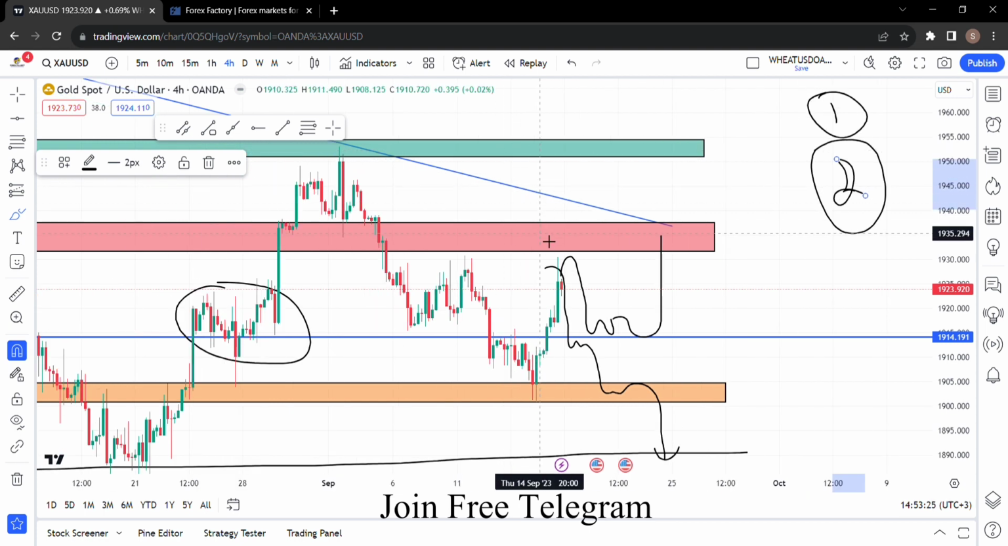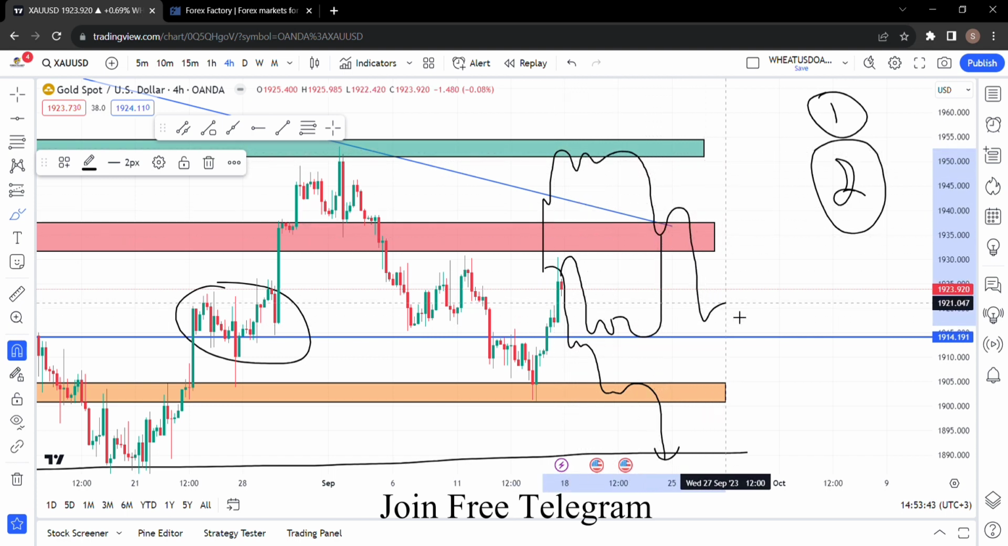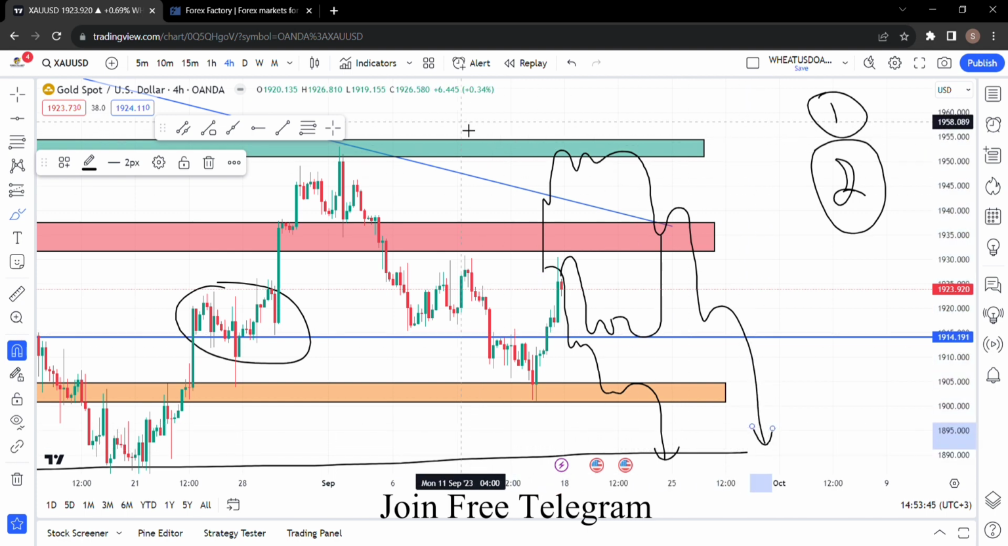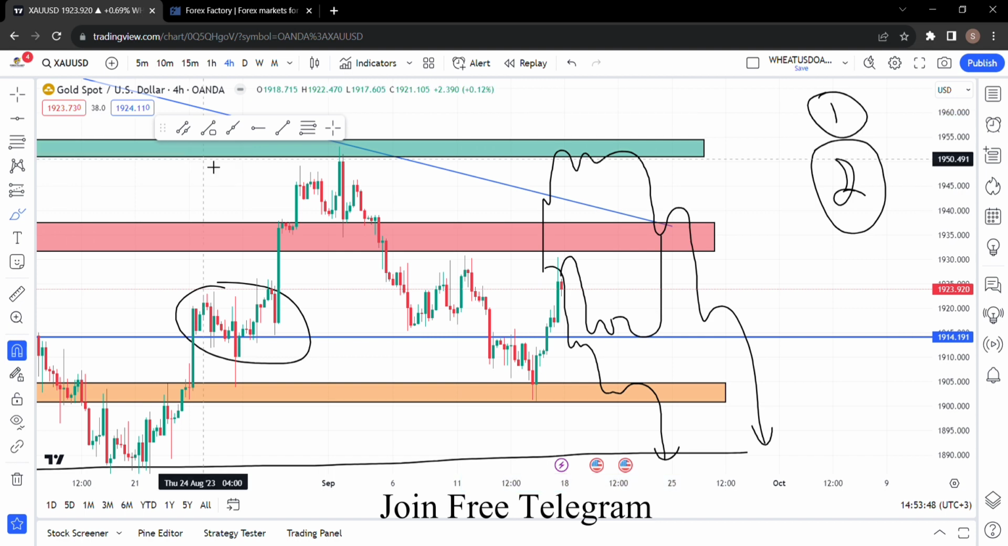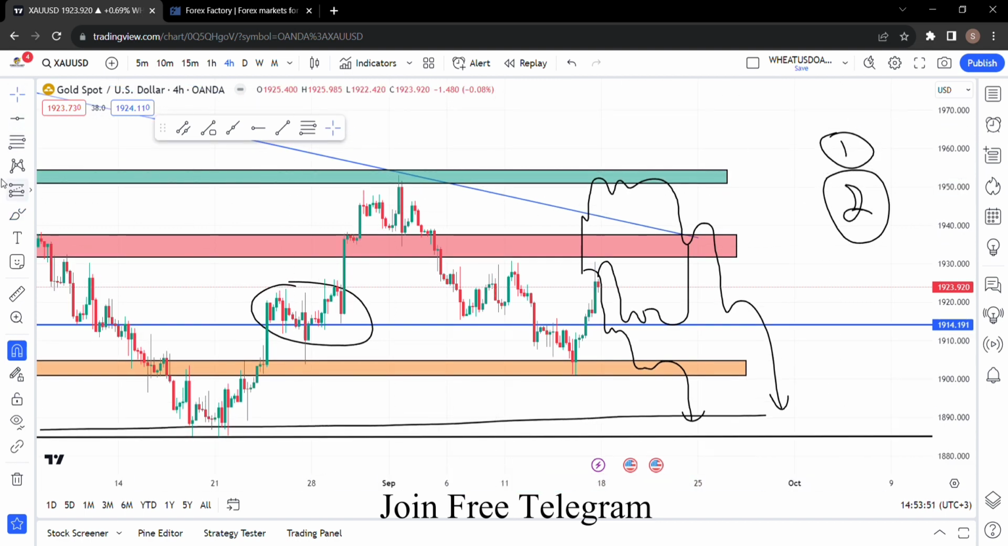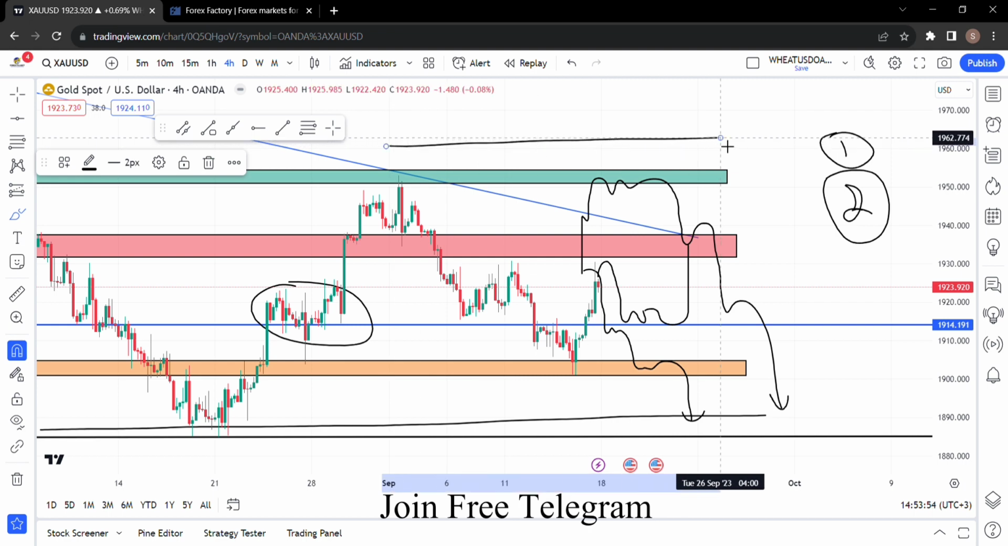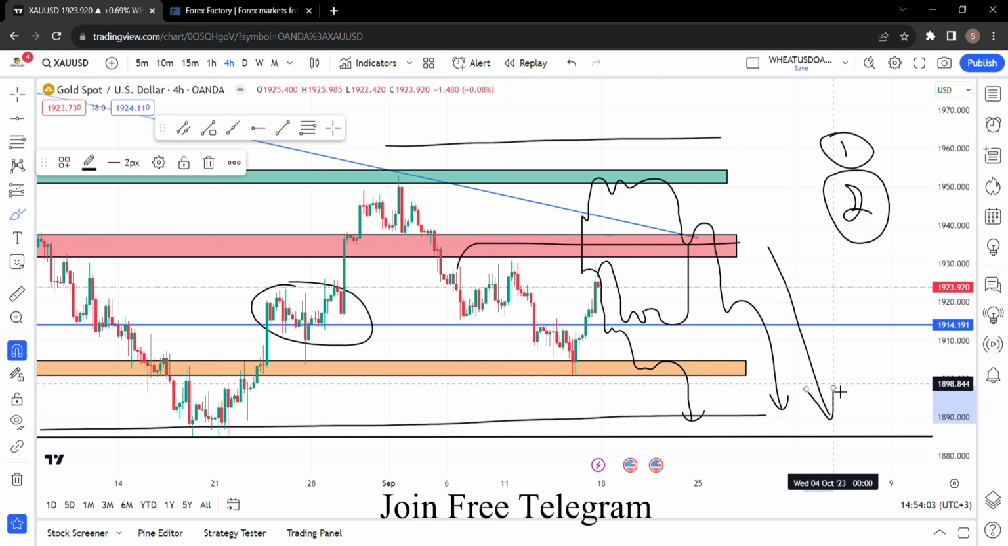Scenario number 3 we have right now is that gold will not fall, but instead it will go up. If it tests the area of 1940 or 1950, then you can definitely sell it with maximum lot size and then it will fall again. Before 1950, sorry, before 1960. Okay guys, before 1960 we will sell it. Scenario number 3: before this red zone we are going to sell it. Okay, let me remove some of these areas so you can understand.